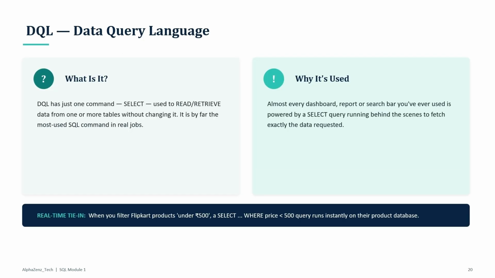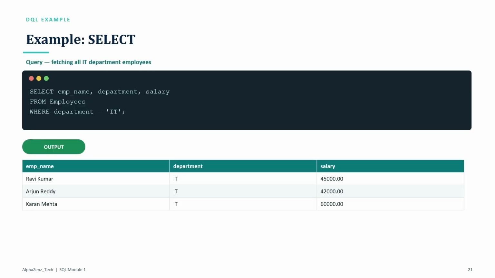Clean and simple. Slide 25, DQL, concept and why. DQL has just one command, select, but it is by far the most used SQL command in real jobs. It's used to read and retrieve data without changing anything. Almost every dashboard, every report, every search bar you've ever used is powered by a select query running quietly behind the scenes. Real example. When you filter Flipkart products under 500 rupees, a select with a where price less than 500 runs instantly on their product database.